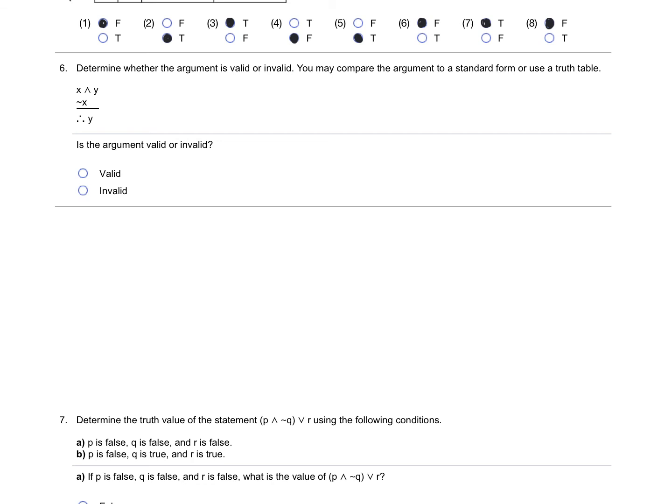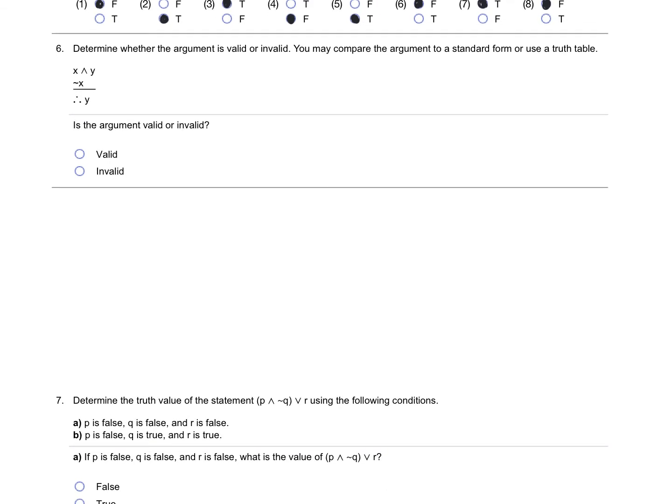Number 6, determine whether the argument is valid or invalid. You may compare the argument to a standard form or use a truth table. So if you like to just memorize the standard forms that they have in the book, you can do that. That's absolutely fine. I just use a truth table because I don't want to memorize more stuff than I have to. So that's what I like to do. So we're going to have X and Y. True, true, false, false. True, false, true, false.